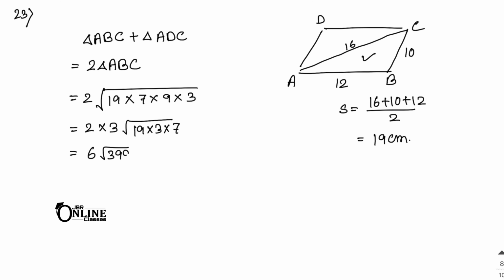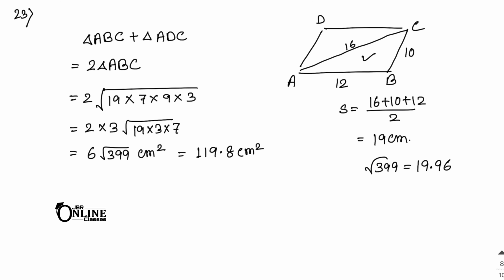over 399 centimeter square. So 6 root over 399 centimeter square, and if you convert it into decimal, it will be most probably 119.8 centimeter square. Because root over 399 equal to 19.96 approximate. Then multiply with 6, it becomes 119.8 centimeter square.